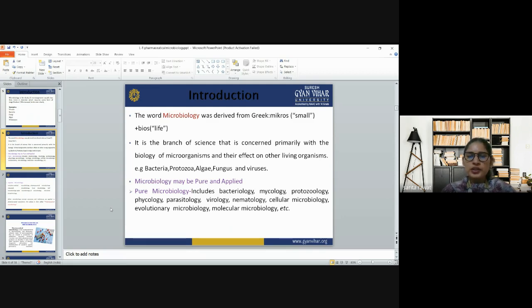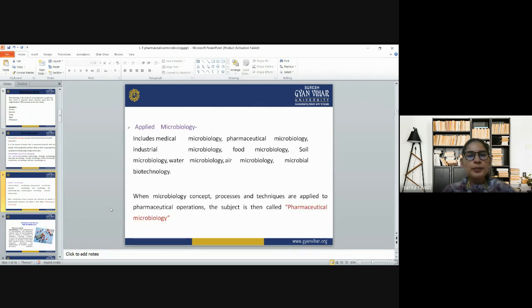Pure microbiology includes bacteriology, mycology, protozoology, physiology, parasitology, virology, nematology, cellular microbiology, evolutionary microbiology, and molecular microbiology. It also includes various other studies. When we talk about applied microbiology, it includes medical microbiology, pharmaceutical microbiology, industrial microbiology, food microbiology, social microbiology, water microbiology, air microbiology, and microbial biotechnology.